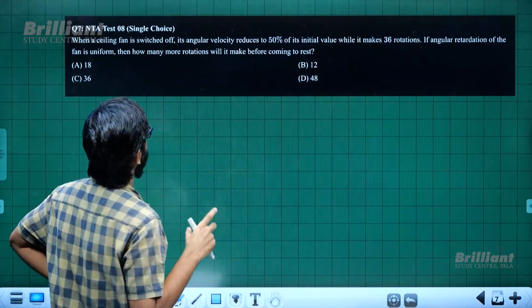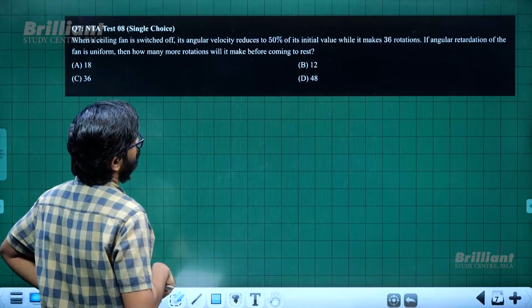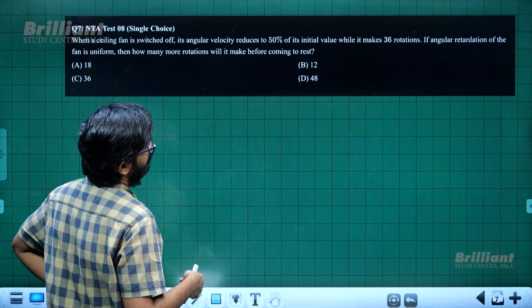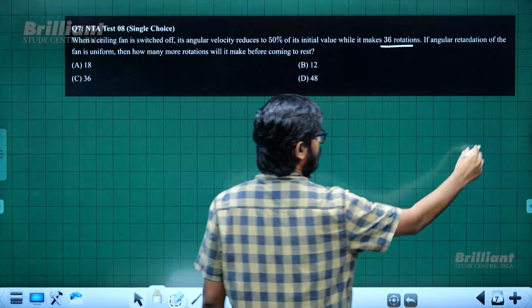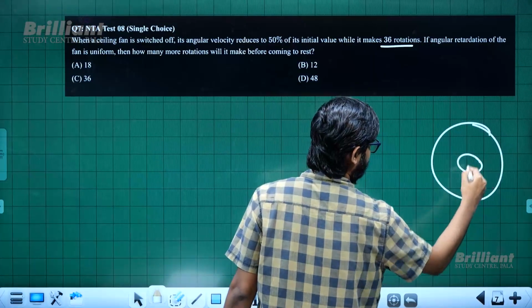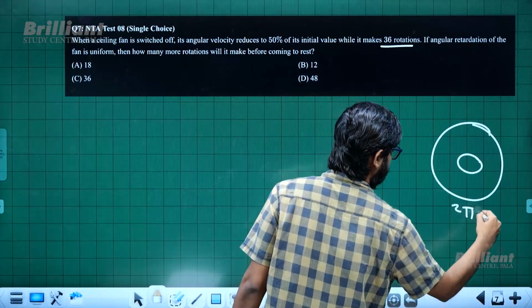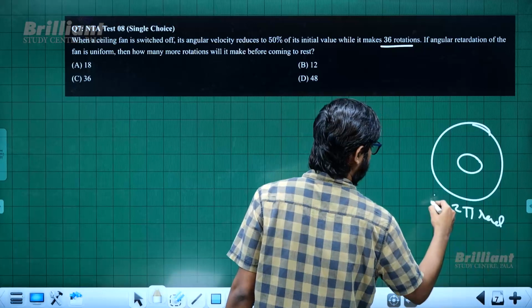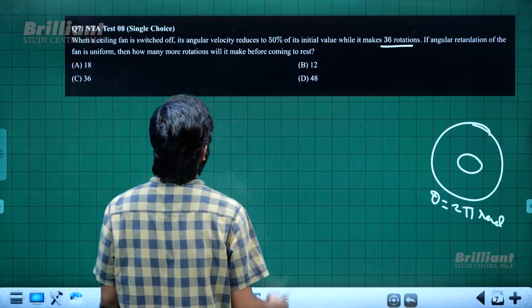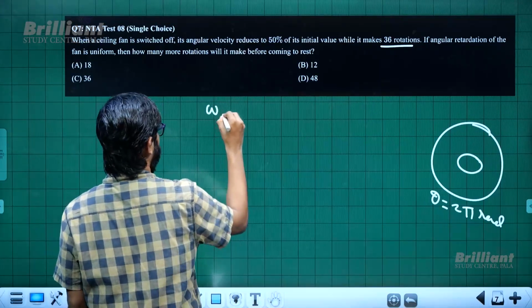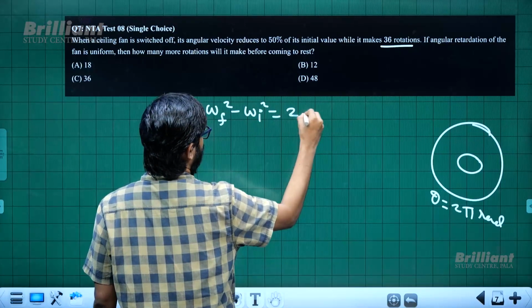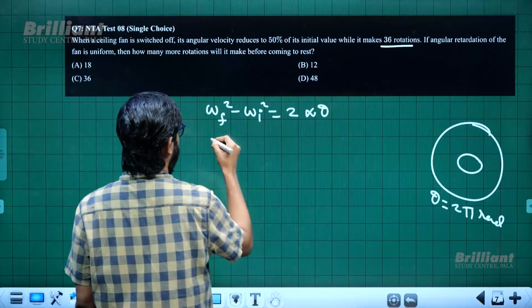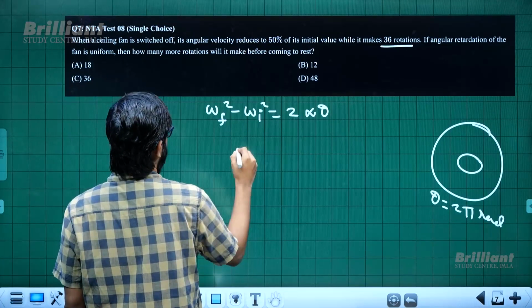When a ceiling fan is switched off, its angular velocity reduces to 50% of its initial value when it makes 36 rotations. So what does it mean by one rotation? One rotation means the angle rotated is 2 pi radians, that is theta is 2 pi radians. So what I can do, I can use this formula, omega final square minus omega initial square equals 2 alpha theta.